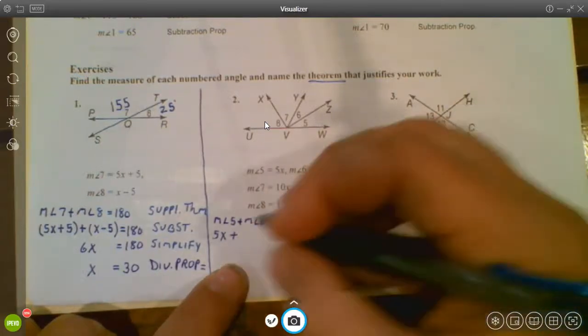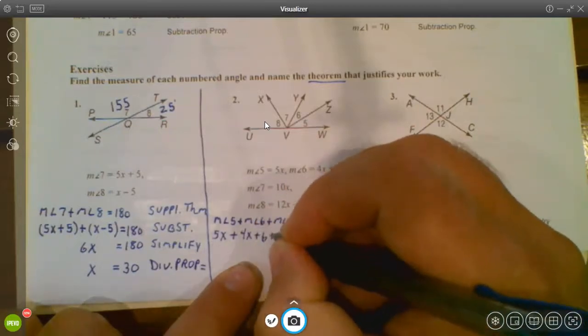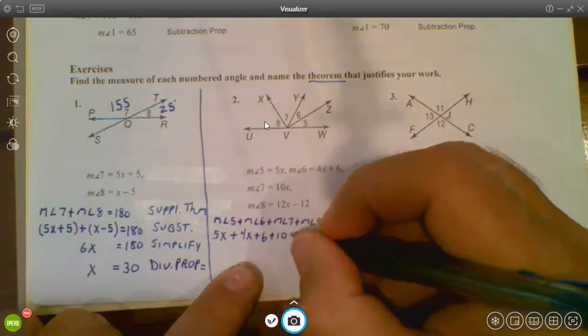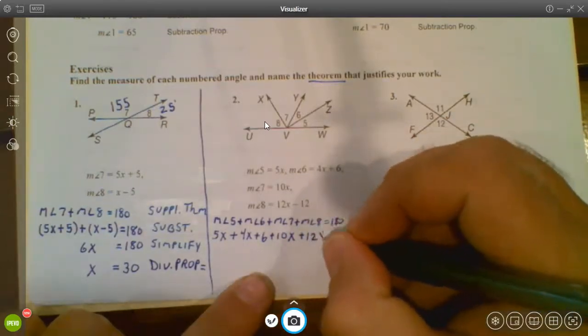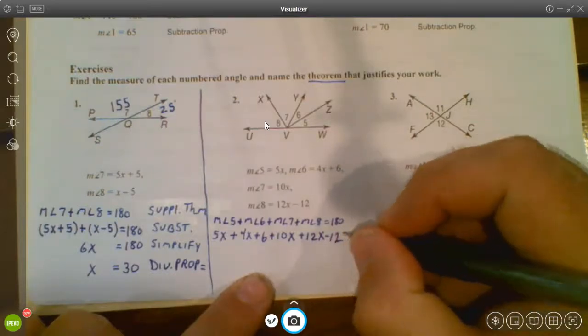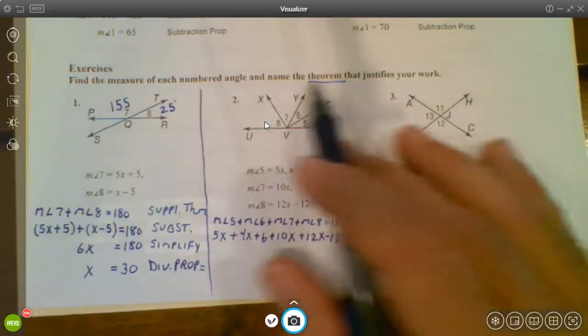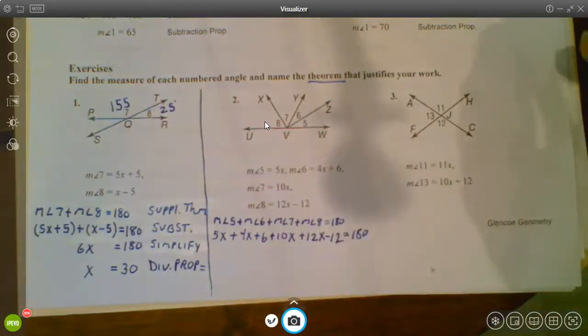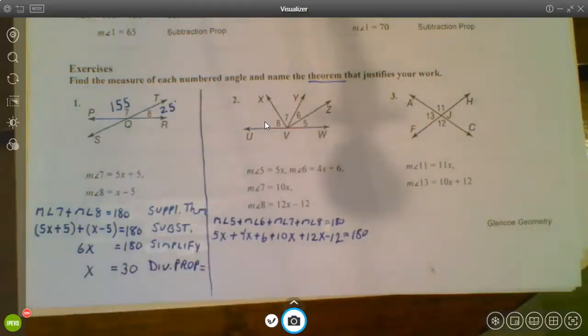It's 4x plus 6. 7 is 10x. And 8 is 12x minus 12. Still equals 180. And again, guys, it's really important, especially when you're doing the homework, to follow the directions. And if they say name the theorem, you got to name the theorem or name the steps of what you're doing. Right? In this case, I would call this substitution, just like we did here. I'm just not writing it all out because I'm going to run out of space. And then from here, you would go on to simplify and solve.